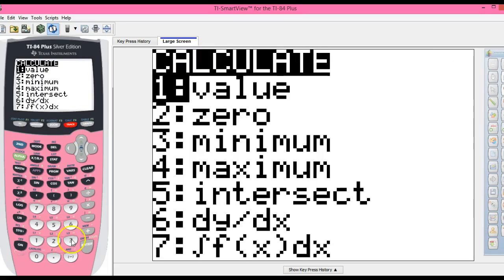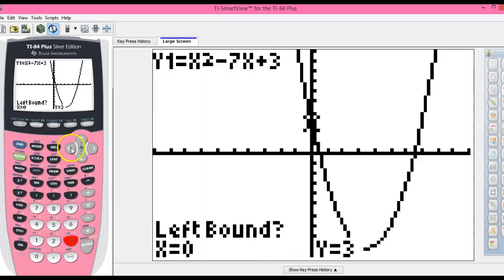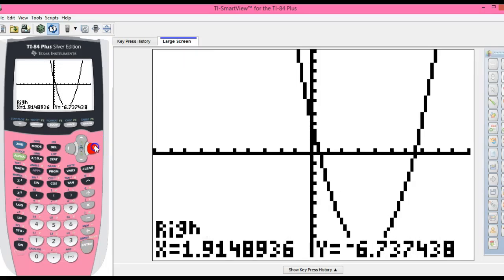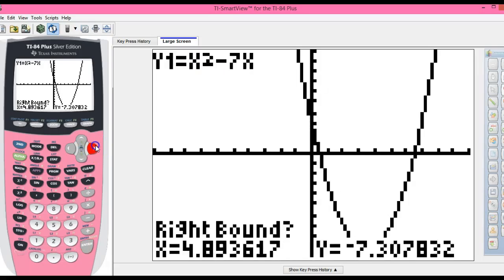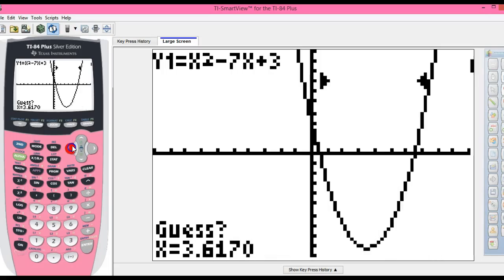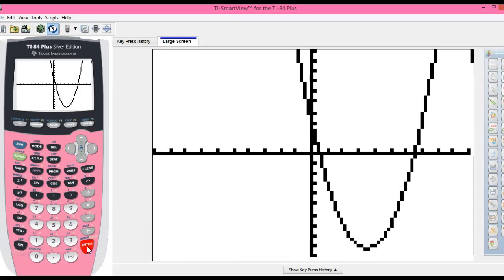The minimum. So 3, left bound means I want it on the left side. Right bound, I've got to get over to the right side. Whoa, that was really far on the right side, and hit enter. And then we got to get close and hit enter.